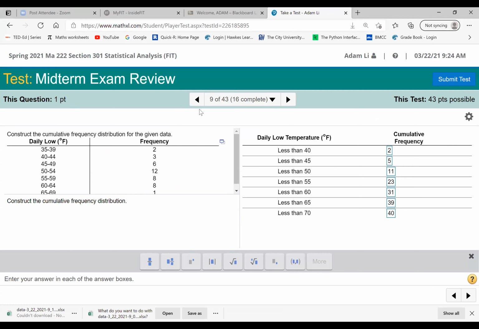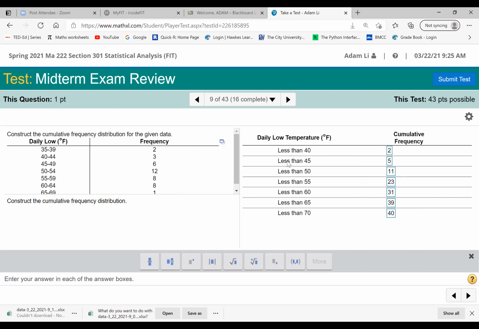So question 8, we already completed all the process. And question 9 is about constructing the cumulative frequency distribution for the given data. So the first part is less than 40. Less than 40, 40 is right here. Less than 40, that means the cumulative frequency will be just 2.